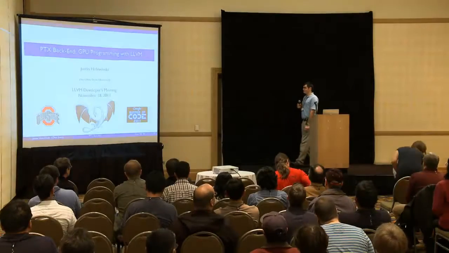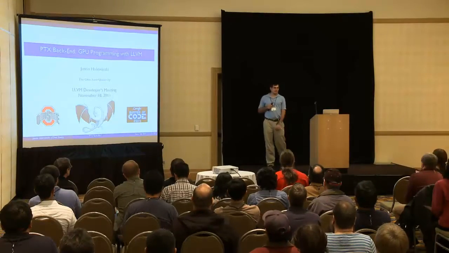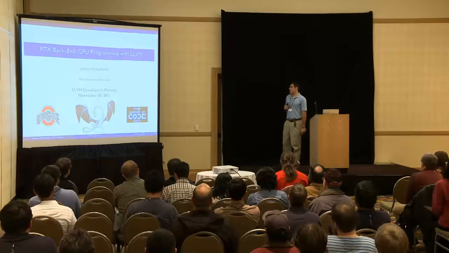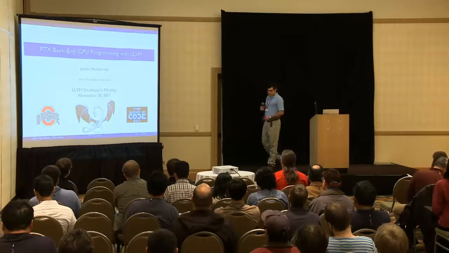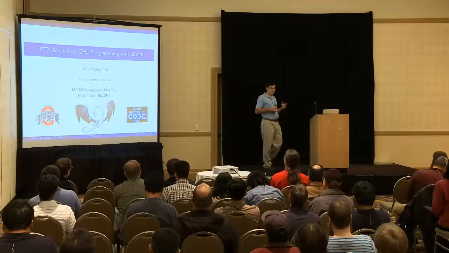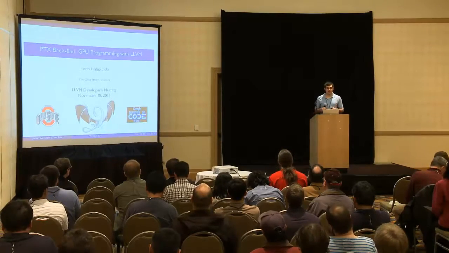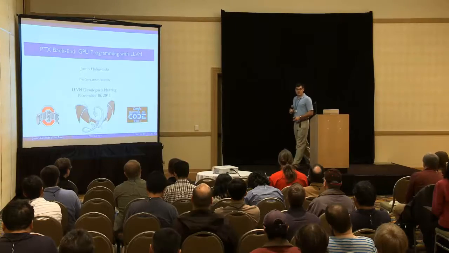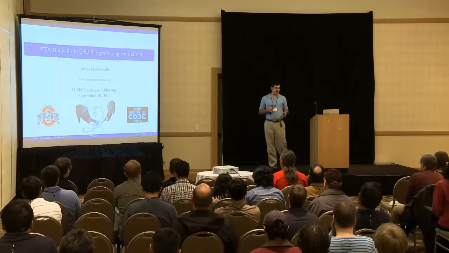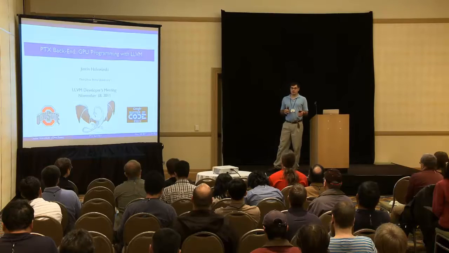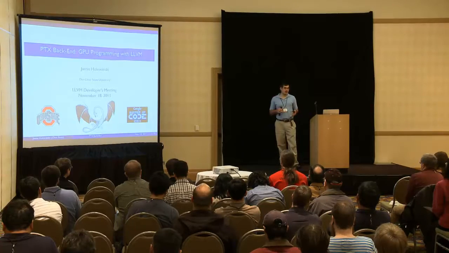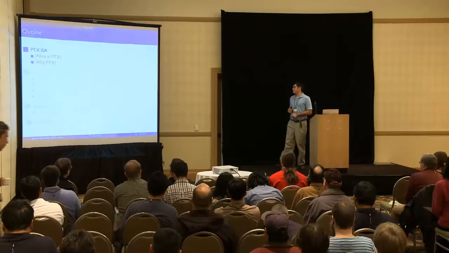Okay, so this talk is actually going to be pretty closely related to the talk we had just seen. We're looking at how we generate PTX intermediate representation code, which is the intermediate representation used for NVIDIA GPU architectures. One of the clients of this is to take OpenCL code and compile it for NVIDIA architectures.